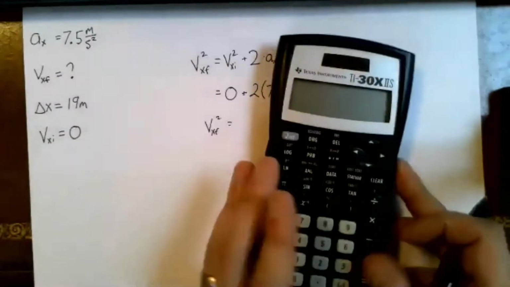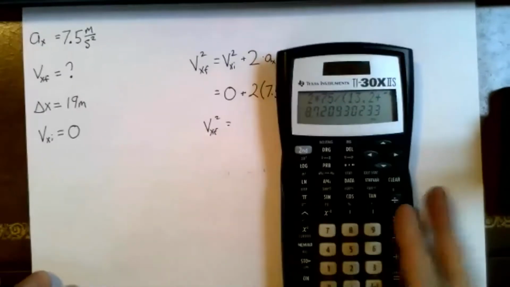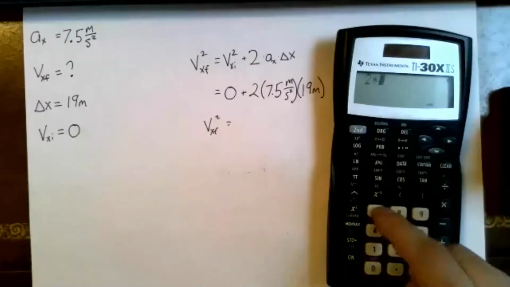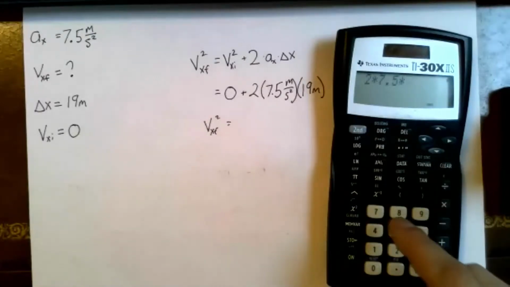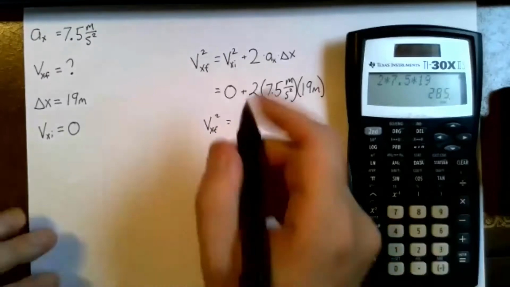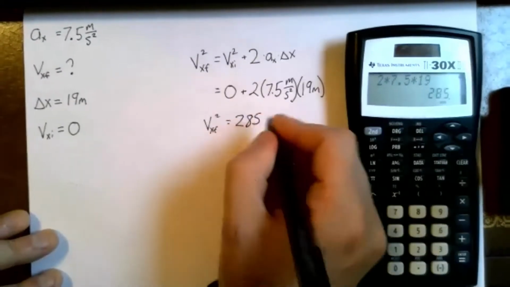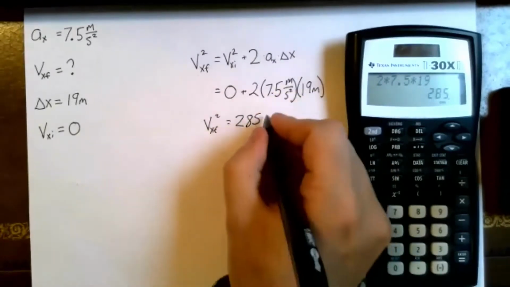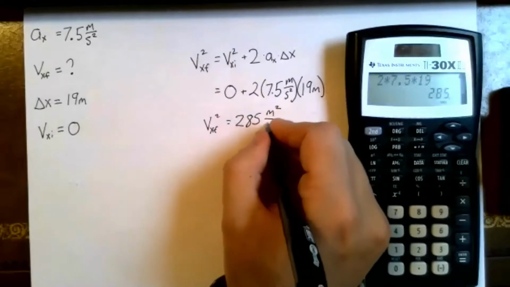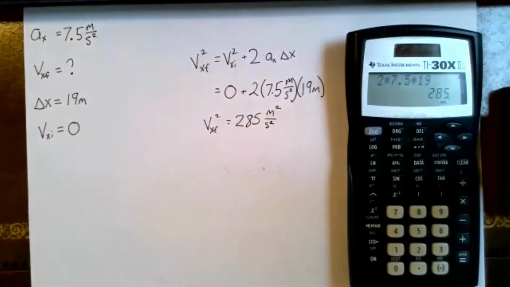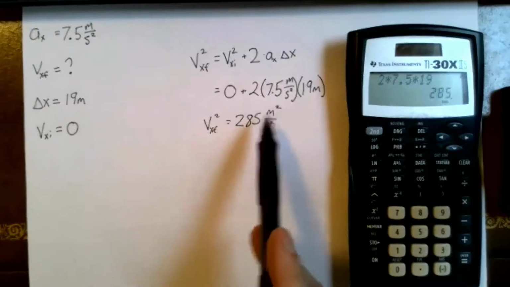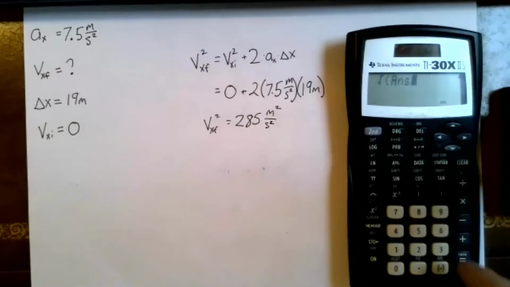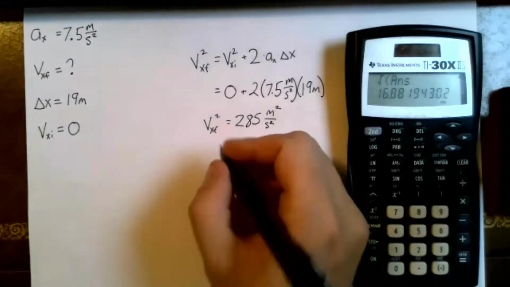That's going to give us 2 times 7.5 times 19. That's 285. And if I look at my units over here, I've got meters per second squared times meters. That really gives me meters squared over seconds squared, which is a weird unit until we remember we have to take the square root, right, to get our vxf. So when I take the square root of my last answer, it's 16.88.